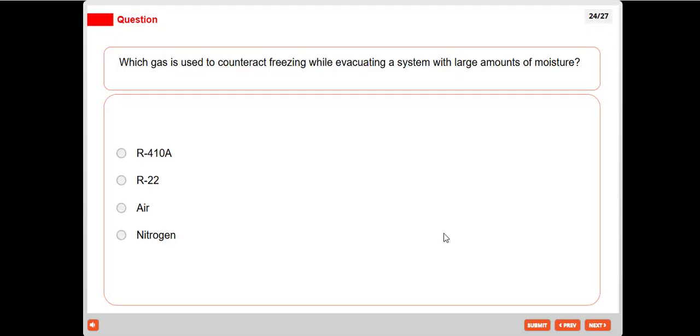Which gas is used to counteract freezing while evacuating a system with a large amount of moisture? Which gas is used? Okay, R14, R22, air, nitrogen.